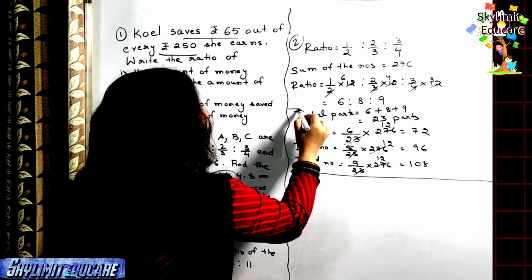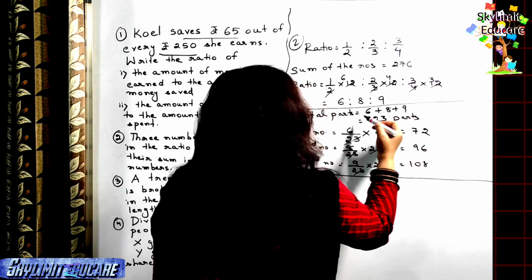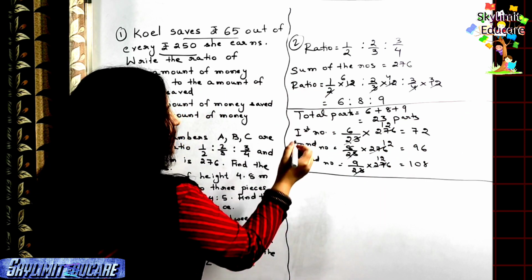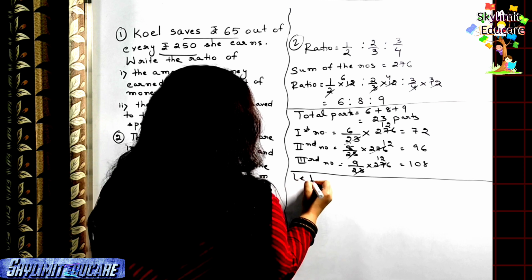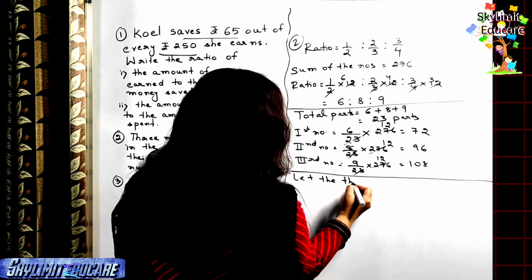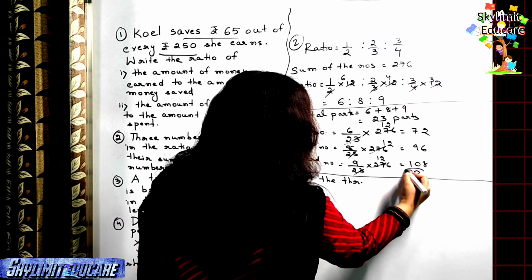Up to this much part will be similar. So instead of doing it like this, you can take the three numbers to be this. This is the other method.